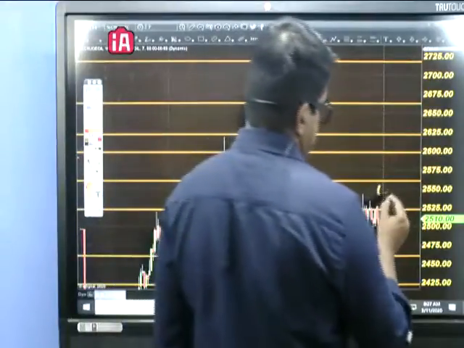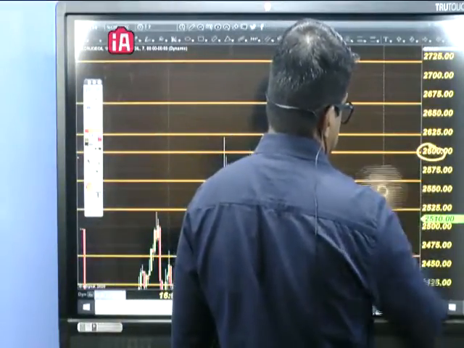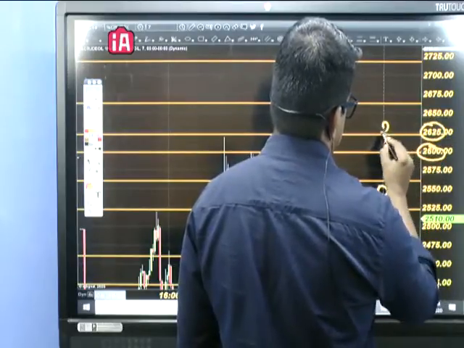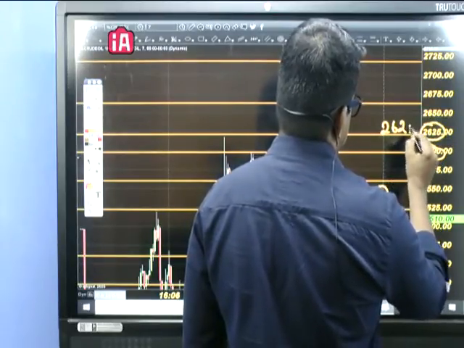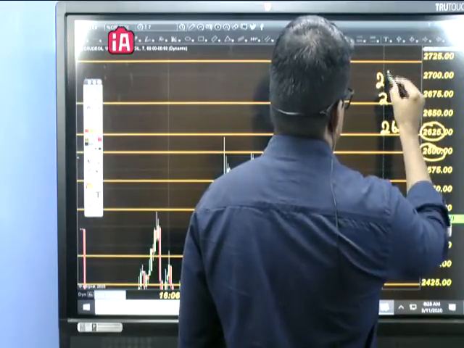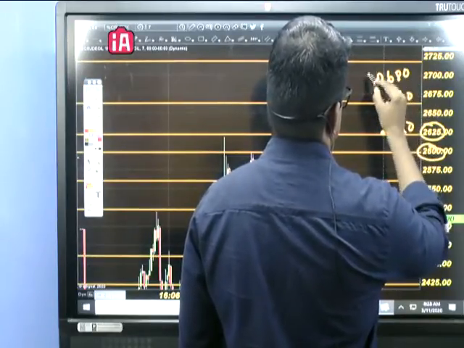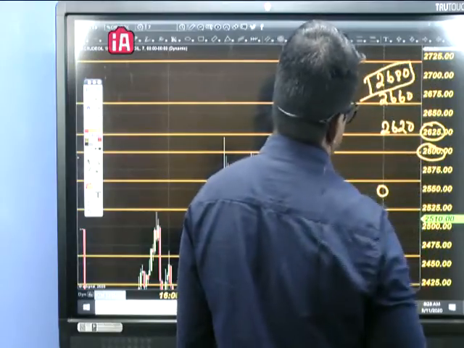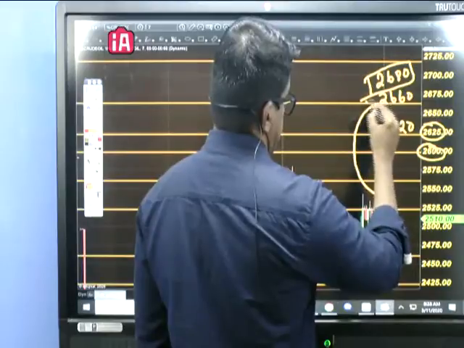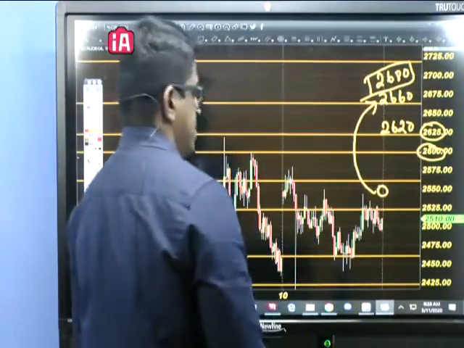Fine. So 2600 is a major resistance. 2620, 2660, and 2680 will be the stop. So you need to go for selling from here till 2600. You should be prepared for that.